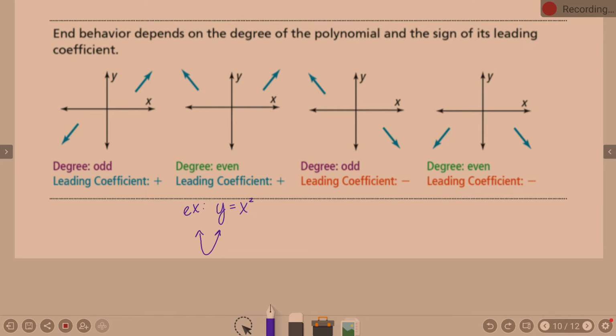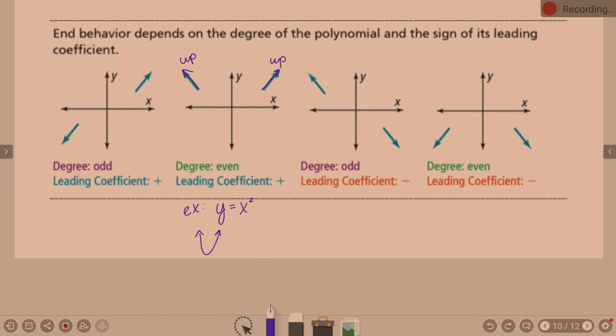Notice we have the example showing that the 2 ends are going up. This will happen anytime you have an even degree. In this case, my degree was 2. If we have degree 4, degree 6, degree 8, anytime we have an even degree and my leading coefficient is positive, so notice it's a positive x squared, both ends of my graph are going to go up. My last Algebra 2 book called this up and up, because it would be going up on the left and up on the right.